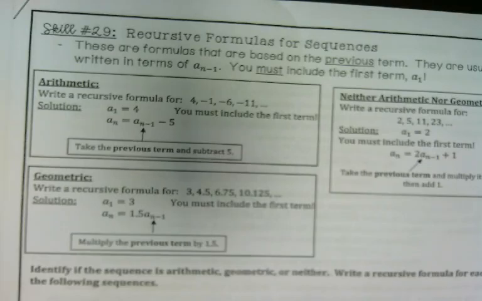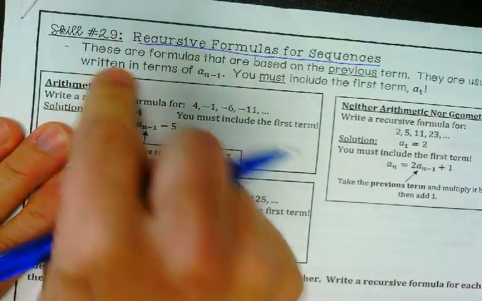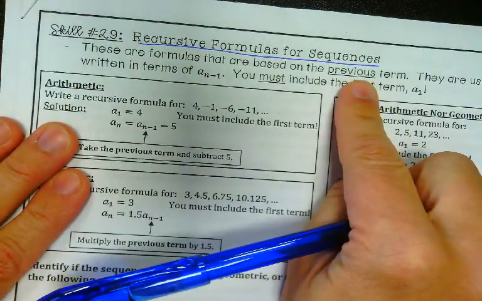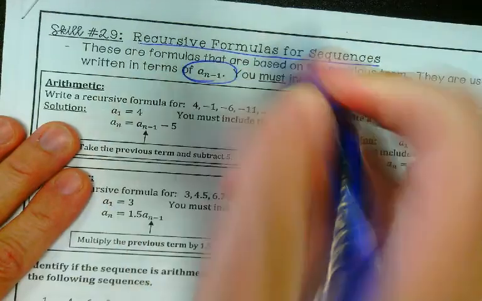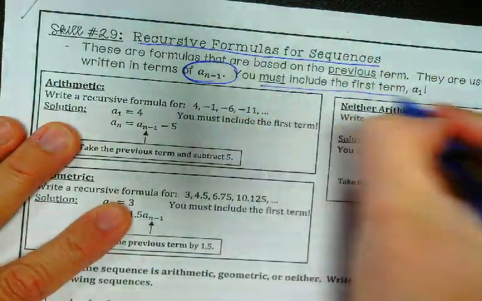This into 2 days maybe, all the sequence series review. So let's just first start with recursive formulas. Okay, these formulas are based on a previous term. They always have a sub n minus 1 in them. Okay, you also must include a sub 1.